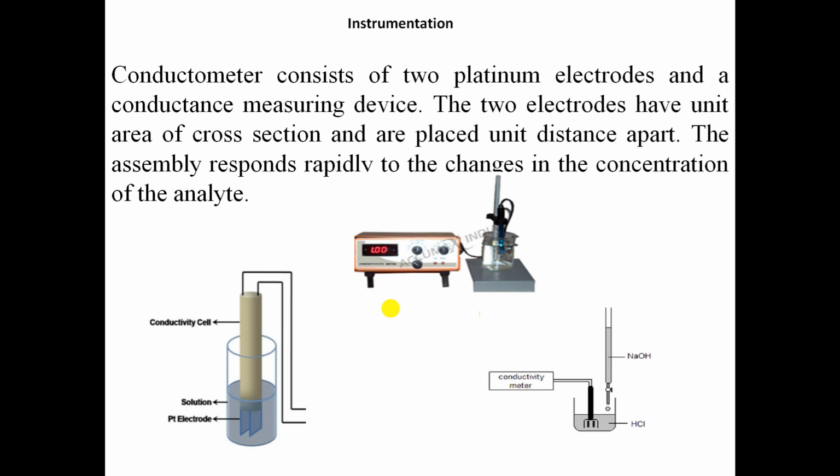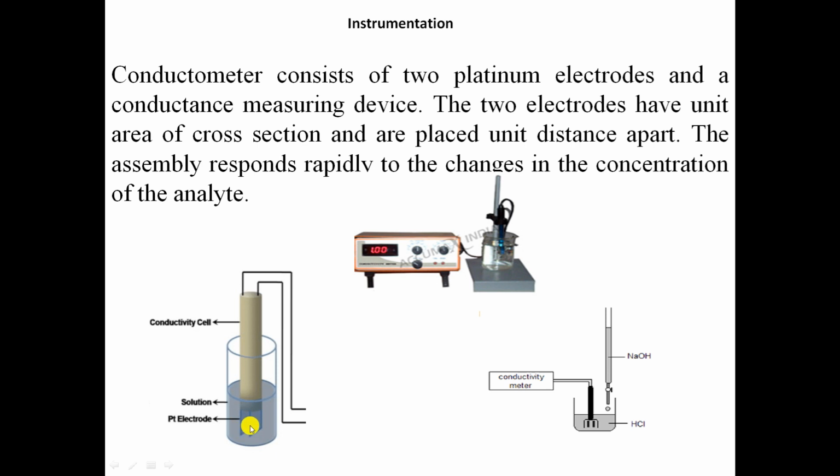This is the instrumentation of conductometry. It has a conductivity cell. In the conductivity cell, two platinum plates are there, 1 centimeter apart and having an area of cross section of 1 square centimeter. This bell shaped conductivity cell is dipped in the solution. The conductivity cell is made up of glass. At the bottom of the glass, they place the platinum electrodes.